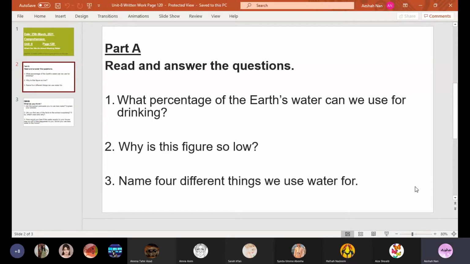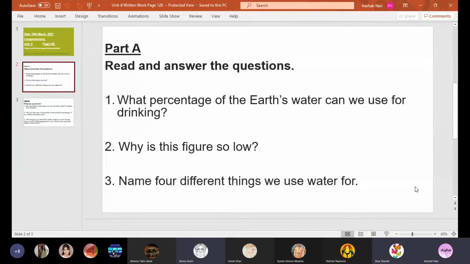Yes, girls, name four different things we use water for. Teacher, will we do part A or part A and B? Teacher, can we write washing hands, brushing our teeth? Yes, good. We use water for brushing our teeth, watering the plants. Very good. Teacher, can I write this? Yes, we also use water for washing ourselves, for washing our clothes and cars.